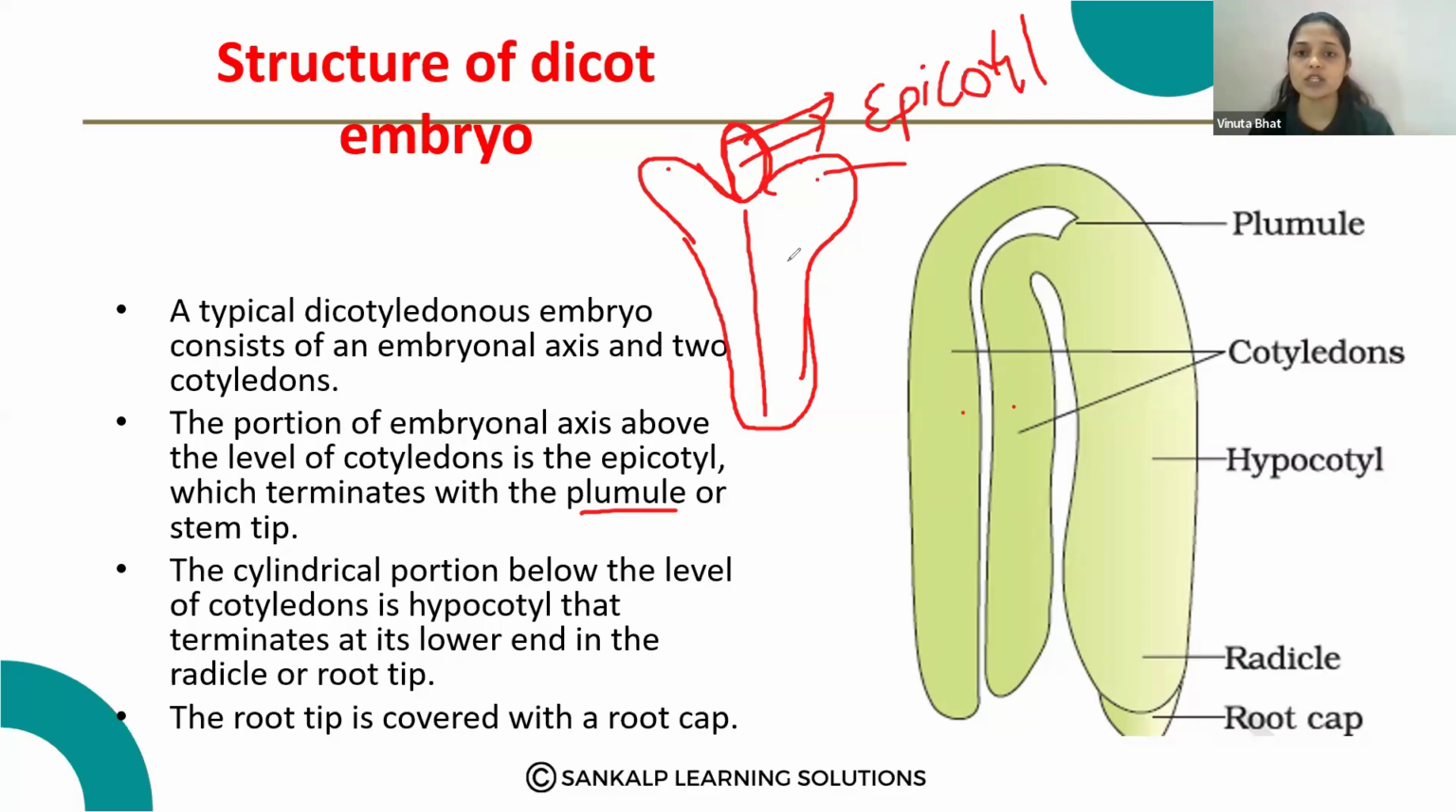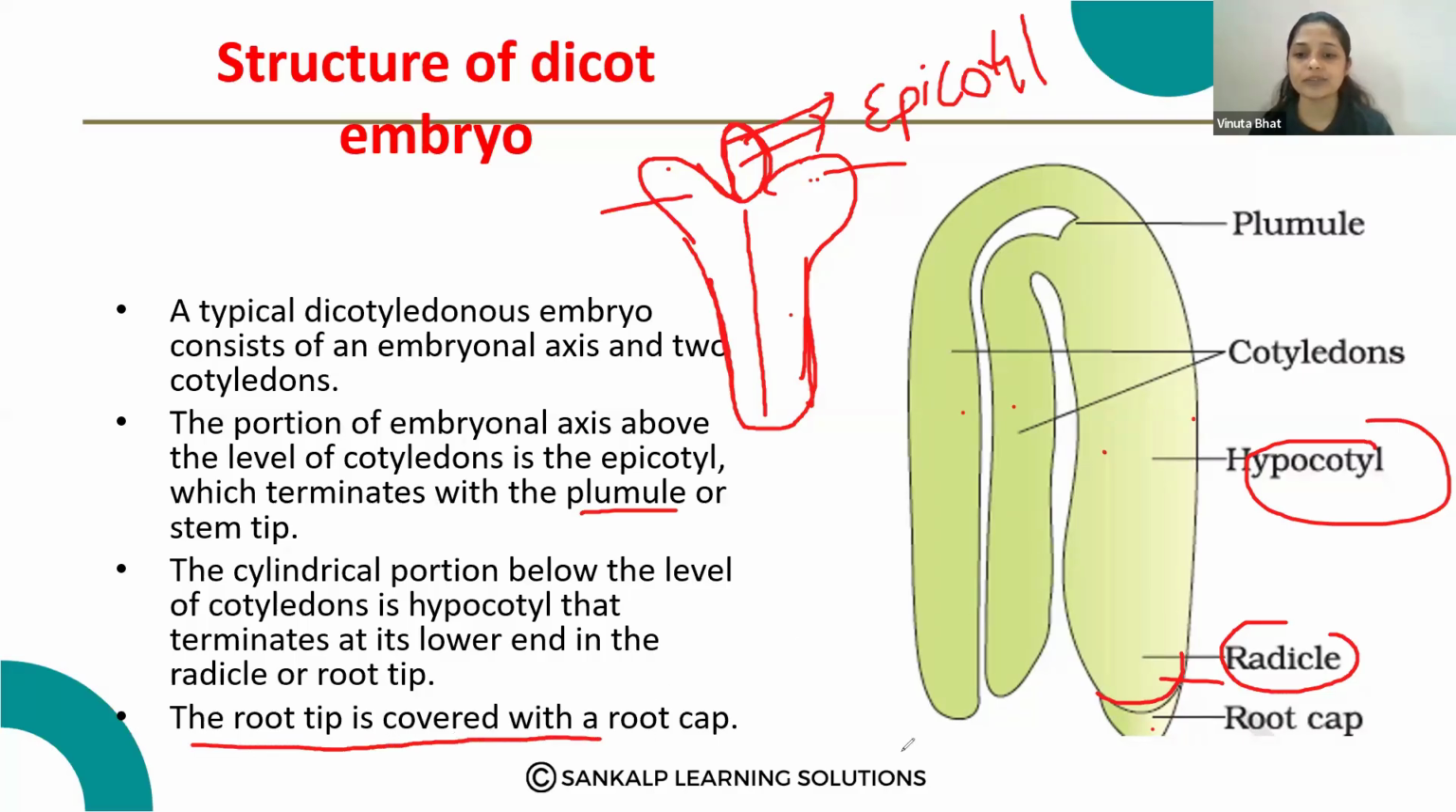So these are the cotyledons. This cylindrical structure below the level of the cotyledon is called the hypocotyl, which terminates at its lower end with the radicle or the root tip. The radicle develops into the root, so that is also called the future root. The root tip is covered with the root cap. So the radicle is covered with the root cap.